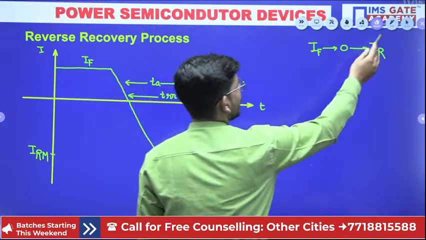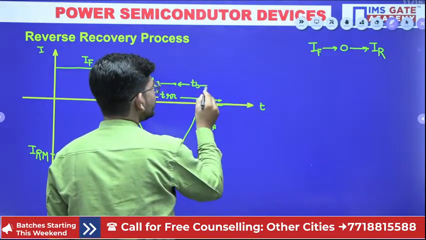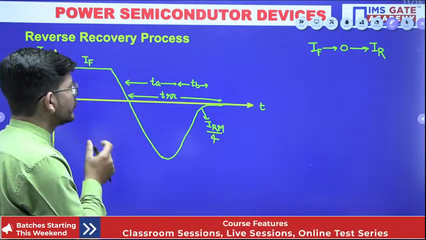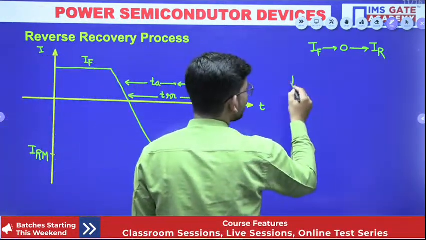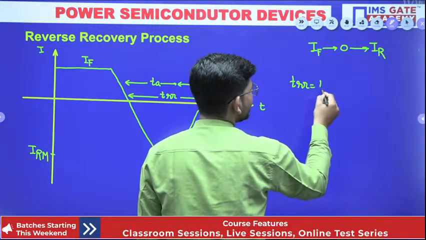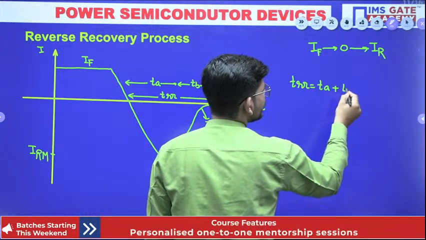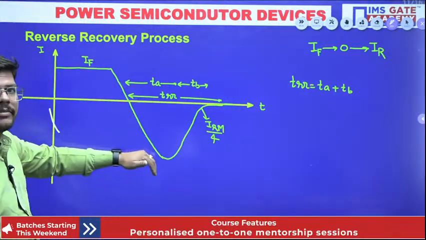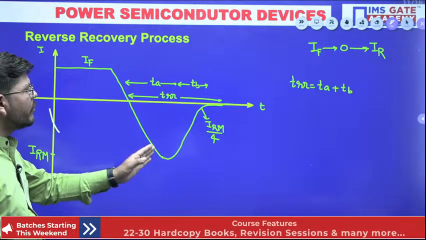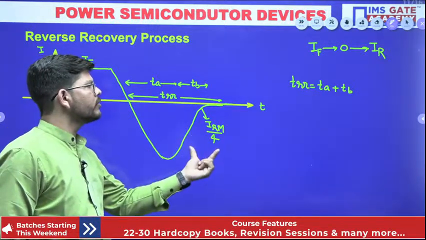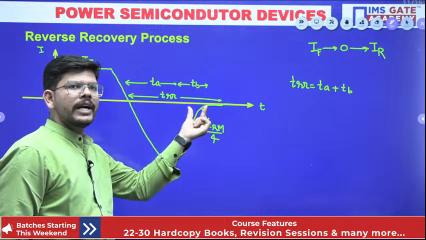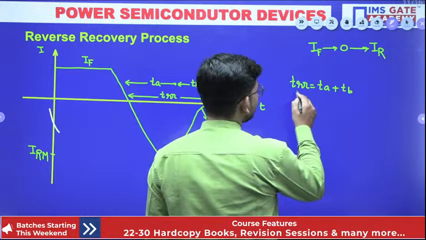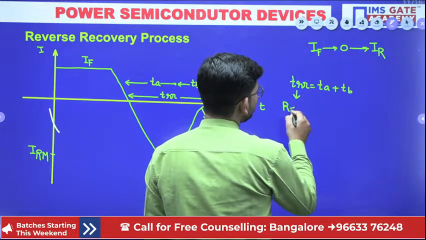Another time that we have is called TB, in which the current reaches 1/4 of its maximum value. So we have this reverse recovery time here as well, which is basically equal to TA plus TB. TA is the time in which the reverse current reaches its maximum value. TB is the time taken for the current to go from maximum to 1/4 of the maximum. Okay. So TRR, which is called reverse recovery time, is basically the sum of these two times.